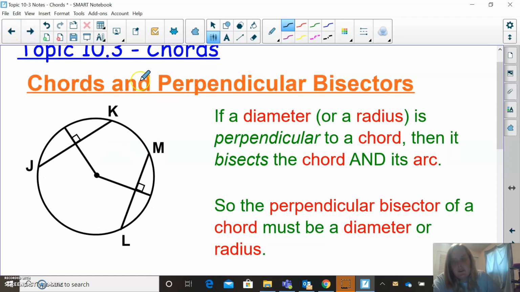Now, chords and perpendicular bisectors. If a diameter or a radius is perpendicular to a chord, then it bisects the chord and its arc. So the perpendicular bisector of a chord must be a diameter or a radius. Remember that when it says bisect, that means it cuts it into two halves. So if we cut a ruler in half, we cut it into two pieces of 6 inches, because there's 12 inches in a ruler, so two equal parts gives you 6 and 6.